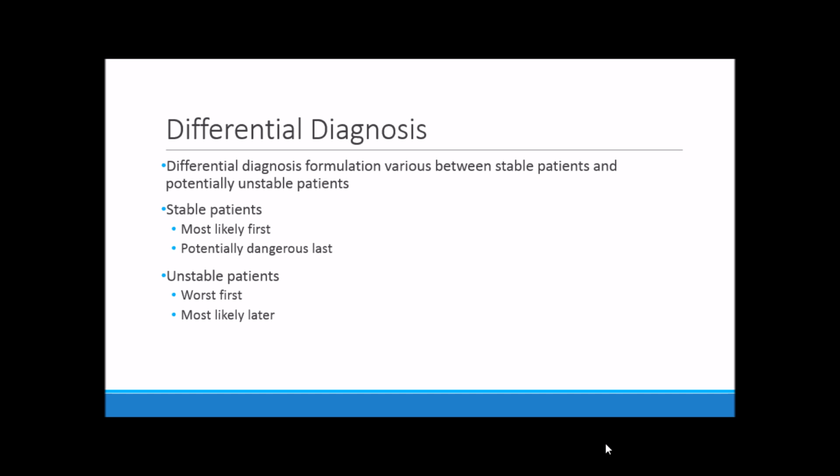Yeah, worst first. And if you're doing IM and you're dealing with a patient that you know is stable, how do you build your differential diagnosis? Yeah, so it's just useful to think about that. With stable patients, you really put the most likely first, and then you do include the potentially dangerous things, but you can think about them later. With unstable patients or potentially unstable patients, it's worst first, and you put the most likely ones later.